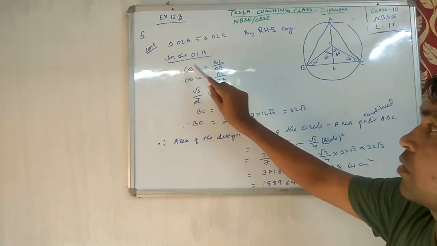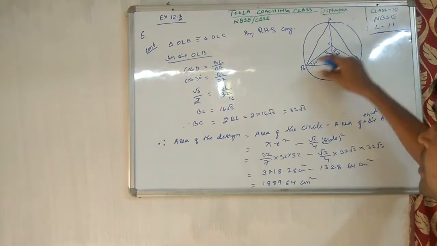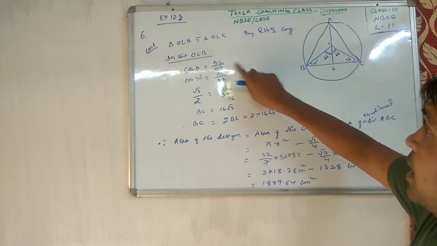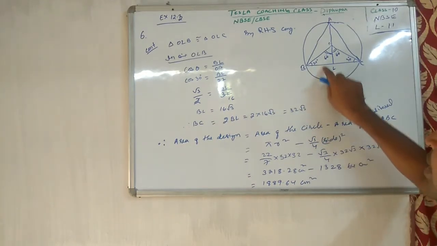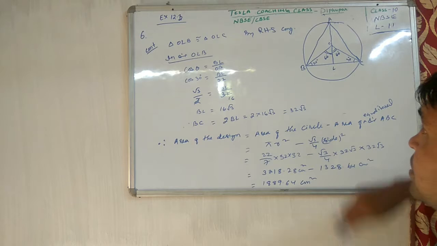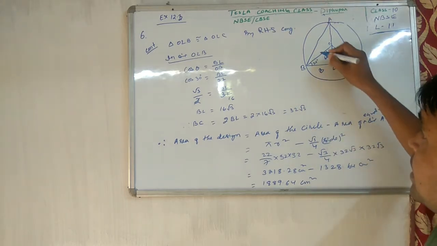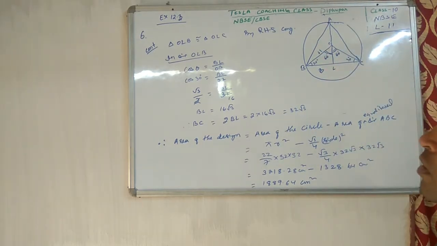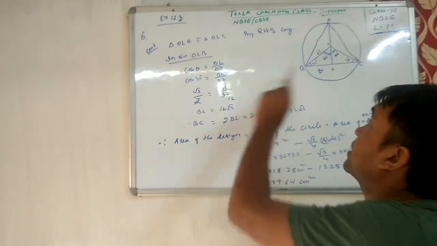After that, in triangle OLB, we take cos theta. Cos theta will be equal to what? Base by hypotenuse. So what is the base here, and what is our hypotenuse? This one will be the base, and this one will be the hypotenuse. So cos 30 degrees, what is theta here? 30.